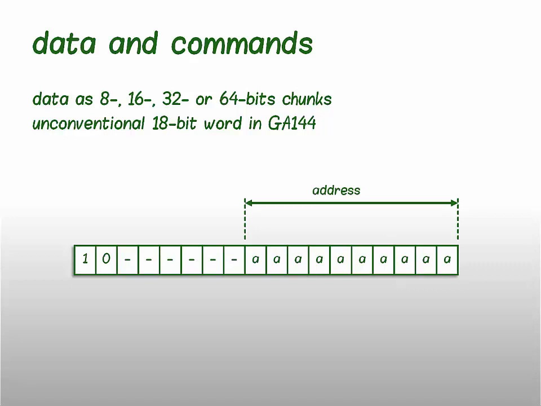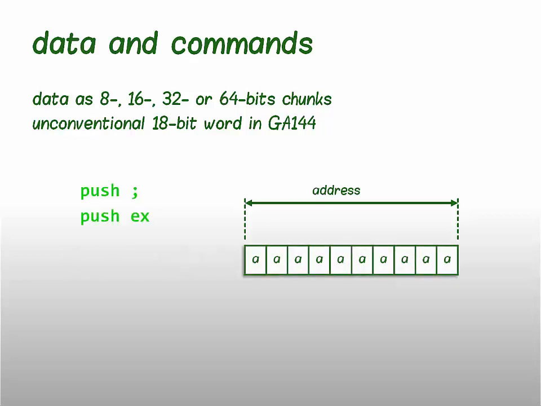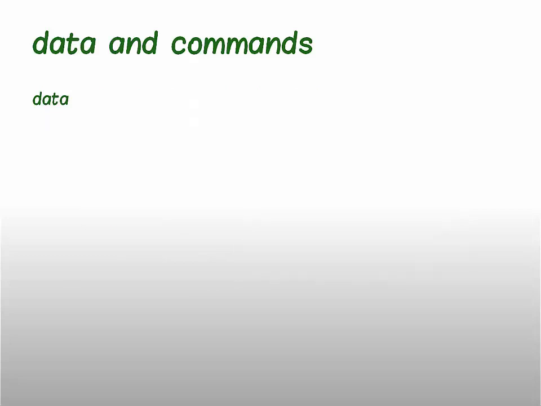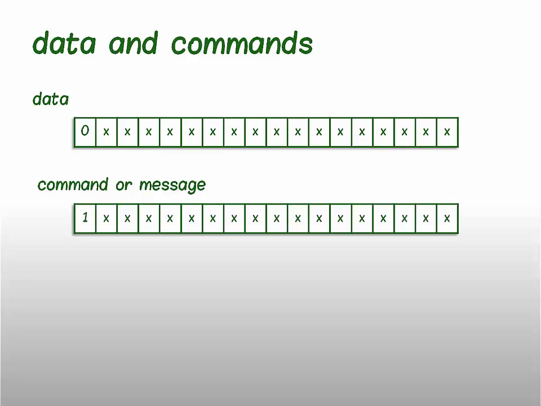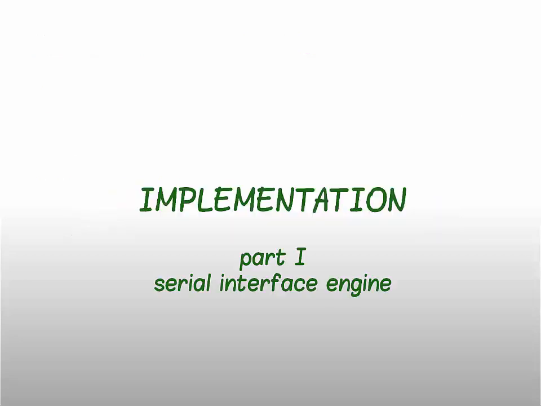We can jump to this address with push return instructions, or we can call this address with push X instructions because only low 10 bits are placed into the instruction pointer and the rest is ignored. This feature is widely used in our code. So whenever we say data, we mean a word with its most significant bit low, and when we say command or message, we mean a word with its most significant bit high. Now we'll see how the USB host is implemented.